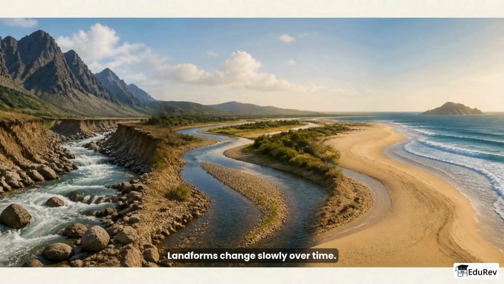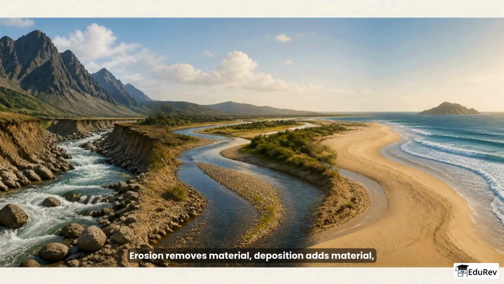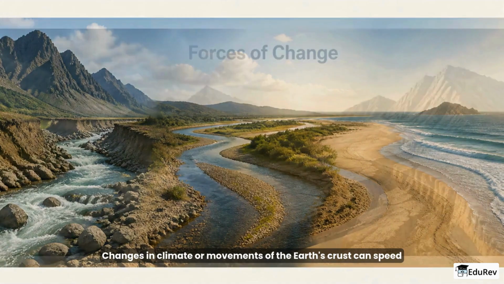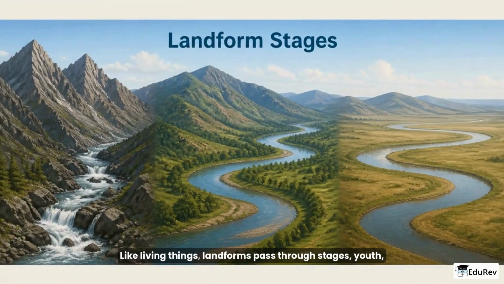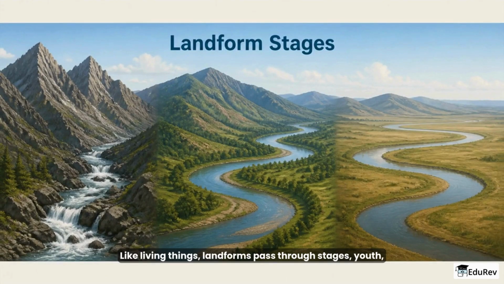Landforms change slowly over time. Erosion removes material, deposition adds material, and together they transform one landform into another, often over many years. Changes in climate or movements of the Earth's crust can speed up or slow down these processes, changing how landforms evolve over time. Like living things, landforms pass through stages: youth, maturity, and old age, each stage showing different shapes, slopes, and river behavior patterns.